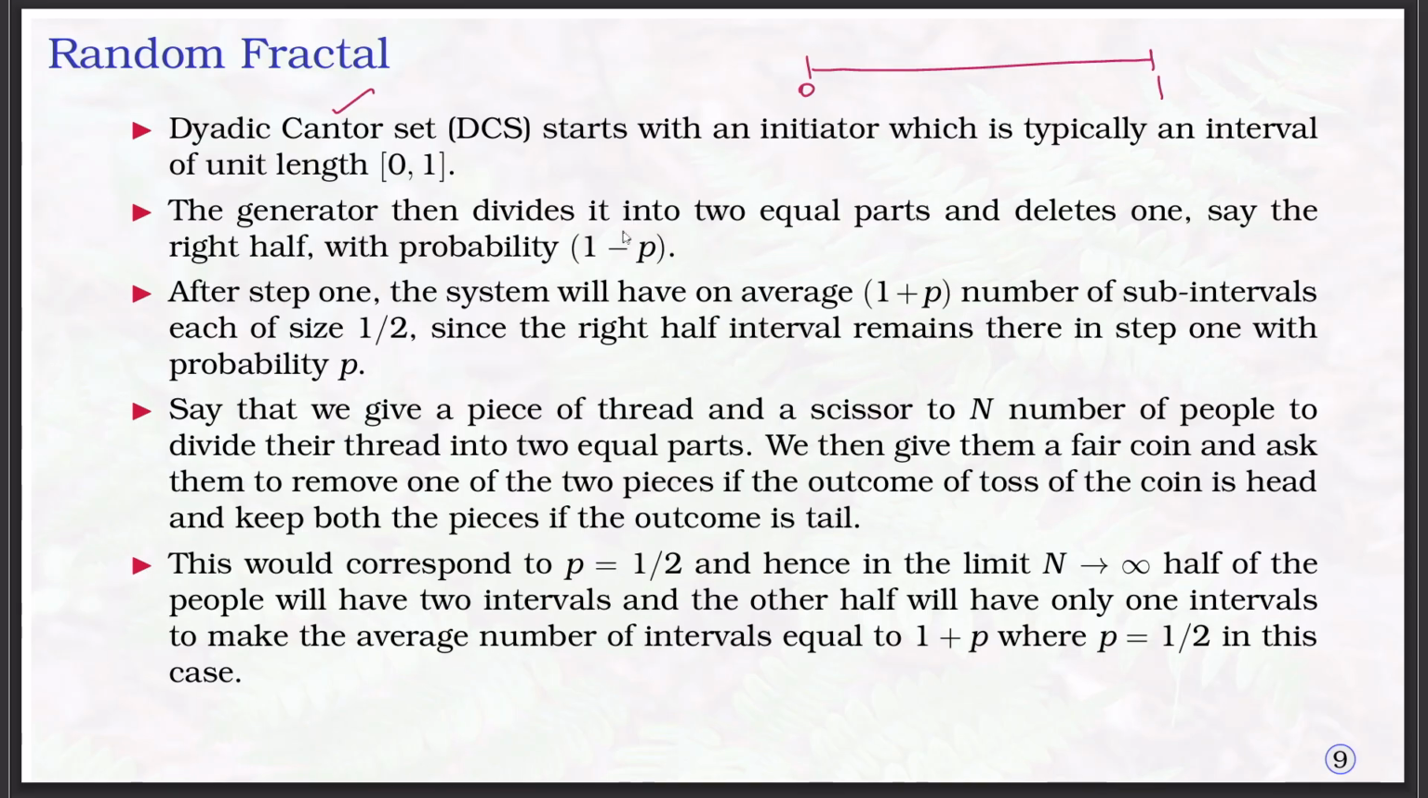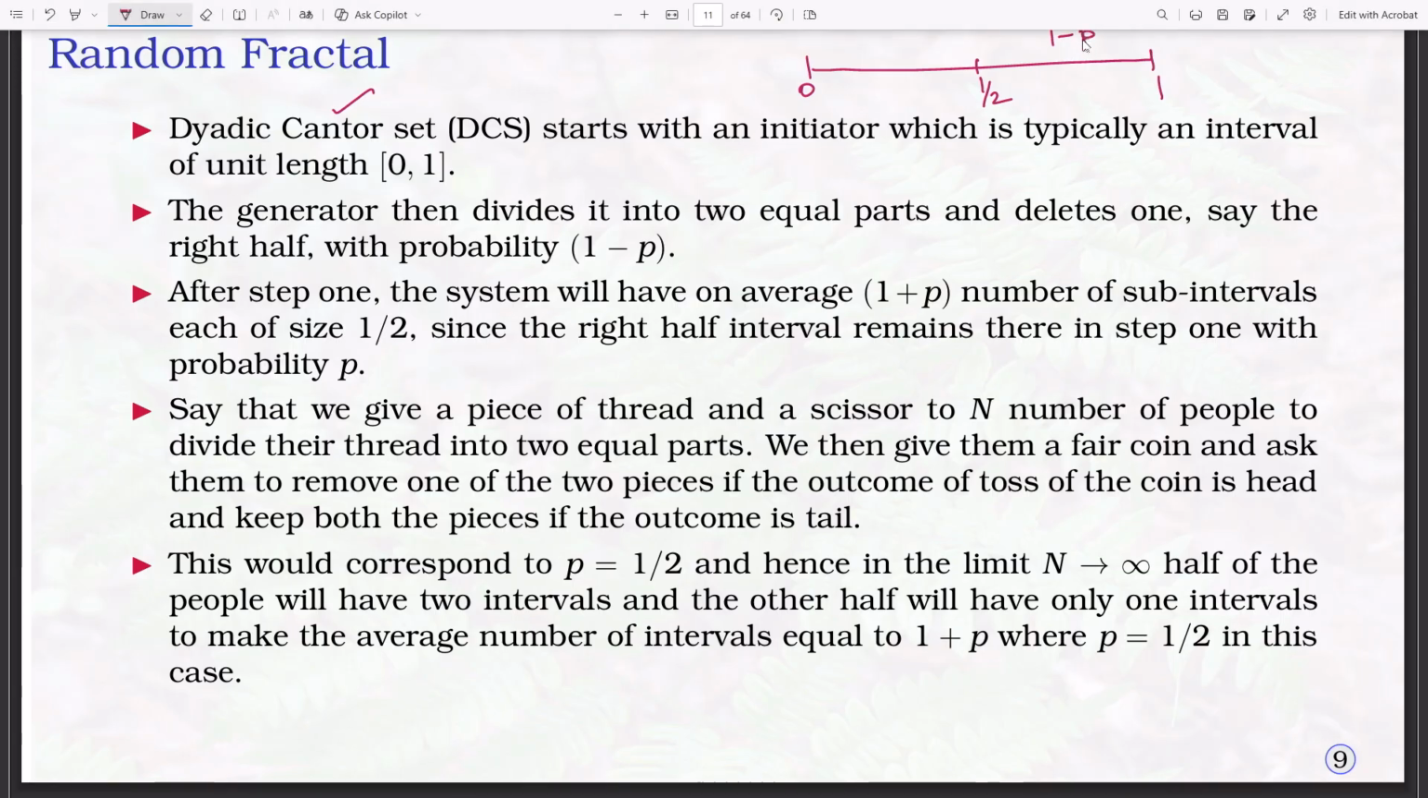The generator then divides it into 2 equal parts. We are dividing this one into 2 equal parts, whereas in the Dyadic Cantor set we divide into 3 equal parts and remove the middle open interval. So, the generator divides it into 2 equal parts and deletes one. Say the right half, we can delete any one, we can delete the right one with the probability 1 minus p.